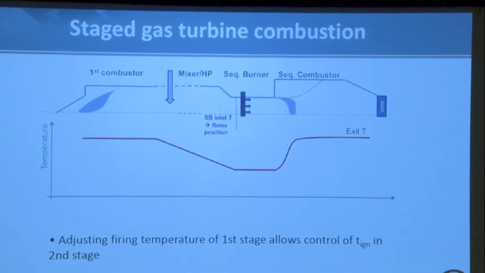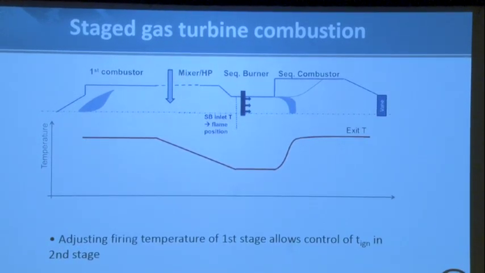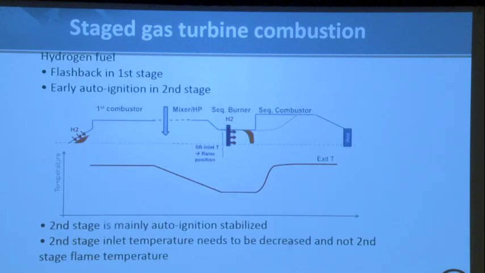As I said, adjusting the firing temperature of the first stage lets us control the ignition delay time for the second stage in the sequential burner. And so you want to control the inlet temperature to the sequential burner and the flame position, because that affects the ignition length or ignition delay time, since that second combustor burns mostly in an autoignition mode. The second inlet temperature needs to be decreased, as I said, to not have it ignite too early. But you don't want to decrease the second stage flame temperature and derate your engine.